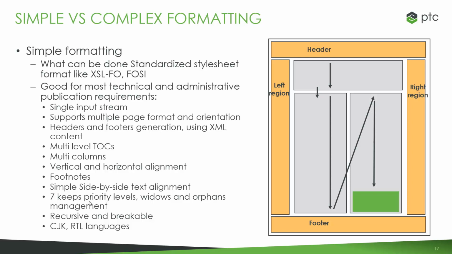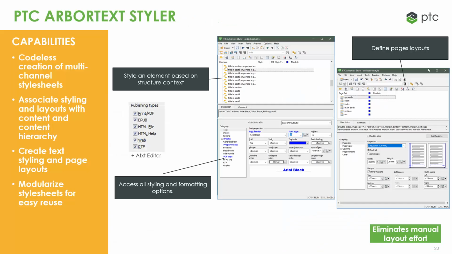Of course, you will want to manage widows and orphans with priority levels, and you expect in such documents to be able to support different languages, and typically right-to-left languages like Arabic or Hebrew, plus Chinese, Japanese, Korean. Also, you may want the same published document to contain pages in multiple formats and orientations, landscape and portrait.